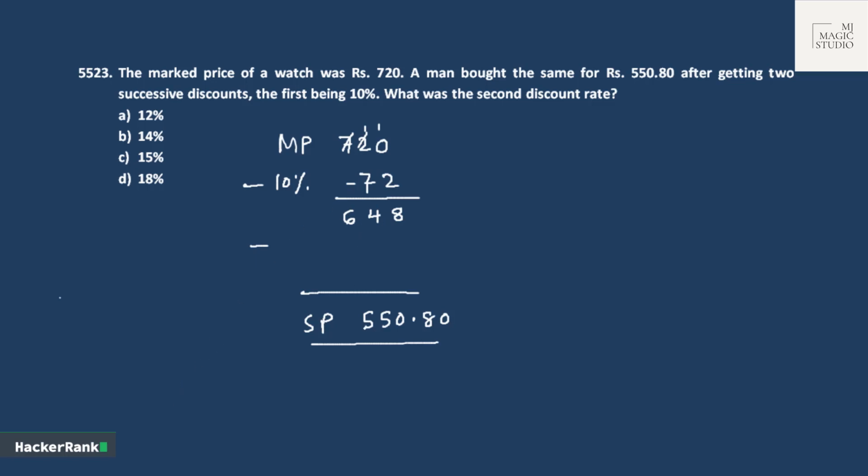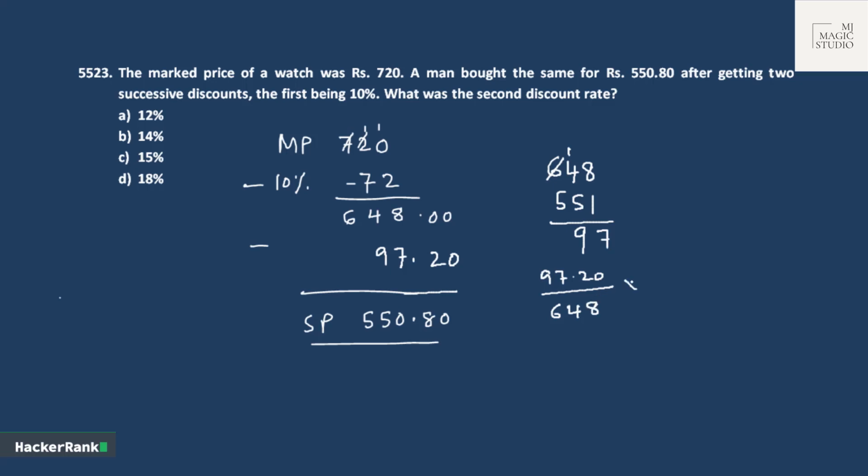Now from 648, how much discount is given? 648 minus 550.80 is the discount given. So 648 minus 551 would be 97, and this is 9. That means 97.20 is the discount received for the second time. We just need to find how much is 97.20 as a percentage of 648.